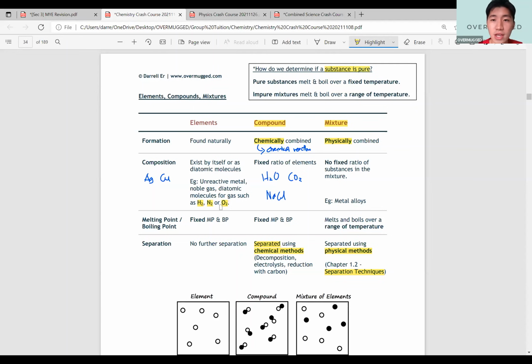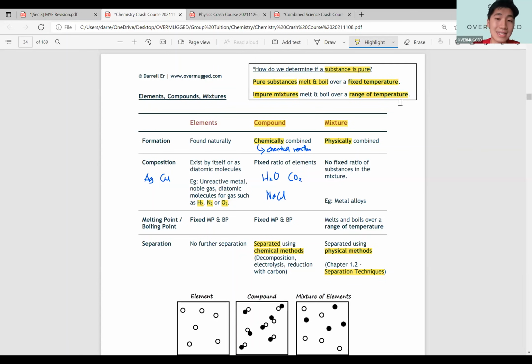If your school asks you, how do I know if this substance is pure? You just need to know there's only one correct answer. If it's pure, it will melt and boil at a fixed temperature. Pure water will always freeze at 0 degrees Celsius. It will always boil at 100 degrees Celsius. If you're dealing with something that's impure, it will melt and boil over what we call a range of temperature. This is a really important part. Some of your schools might not specifically highlight this, so I just wanted to bring it up so that you guys are aware.